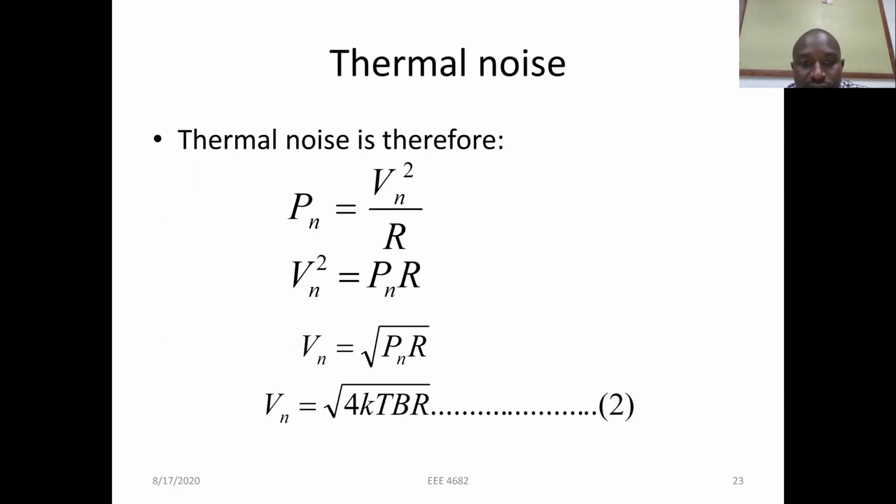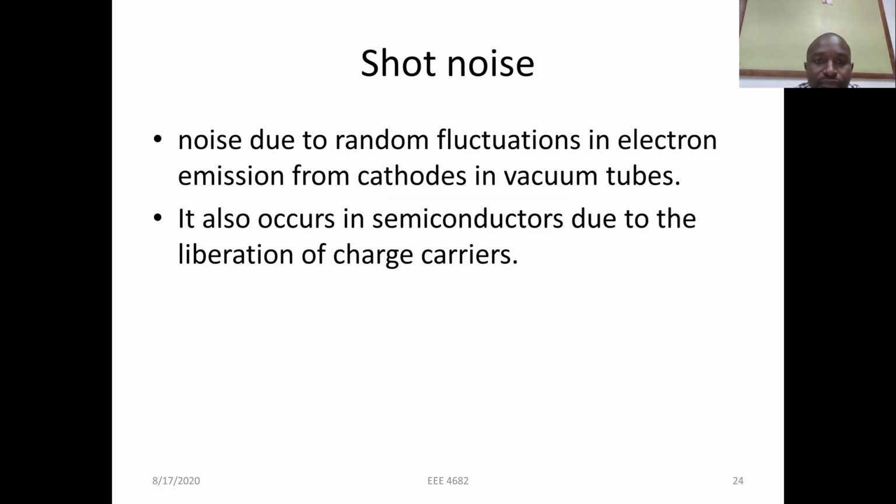Related to thermal noise power is thermal noise voltage, which is given by equation 2. There's actually a lengthy process to derive that equation using maximum power transfer. Suffice to mention, equation 2 shows that thermal noise voltage is given by the square root of 4kTBR, with R denoting resistance, B the bandwidth, T the temperature in Kelvin, and k again Boltzmann's constant, which is 1.38 times 10 to the power minus 23.